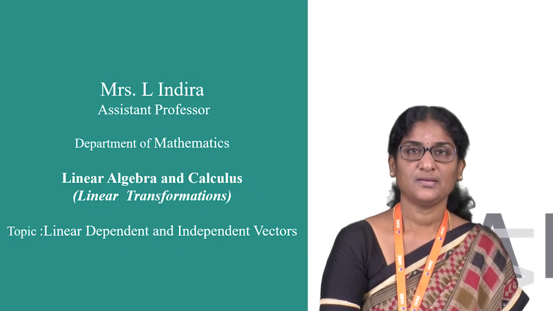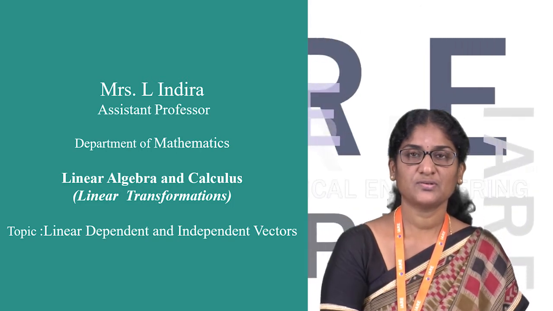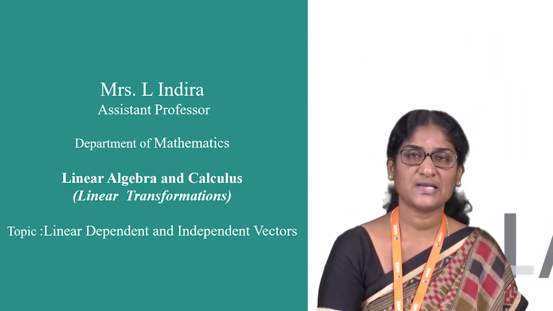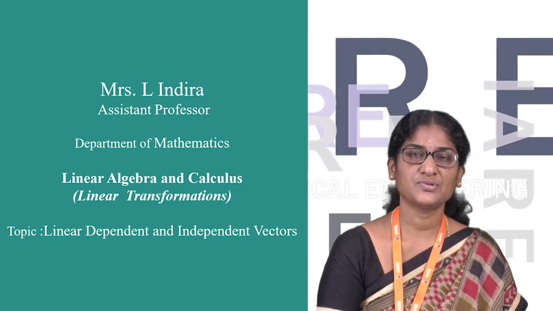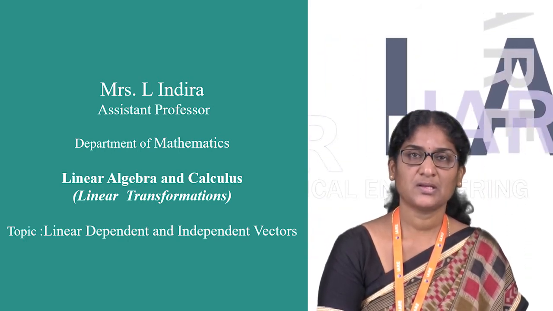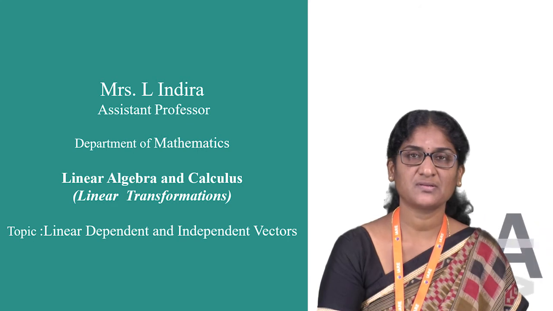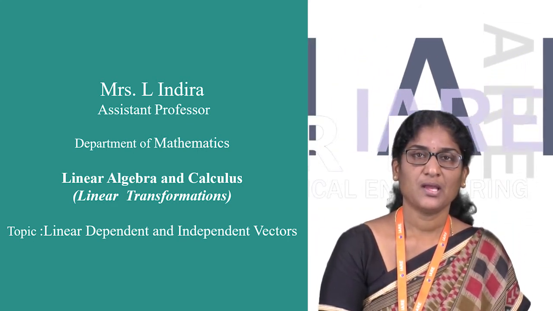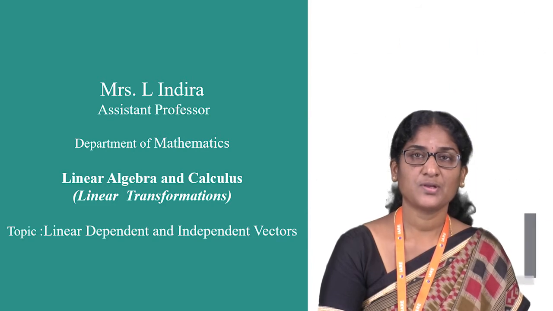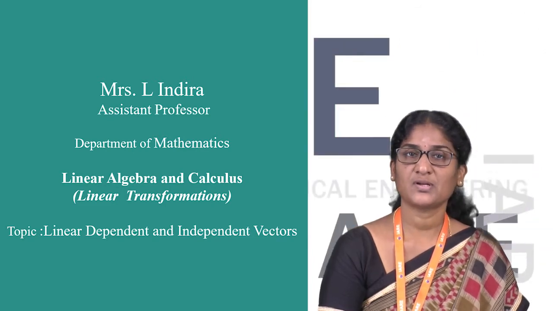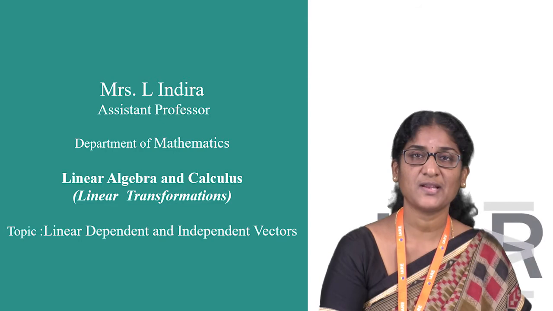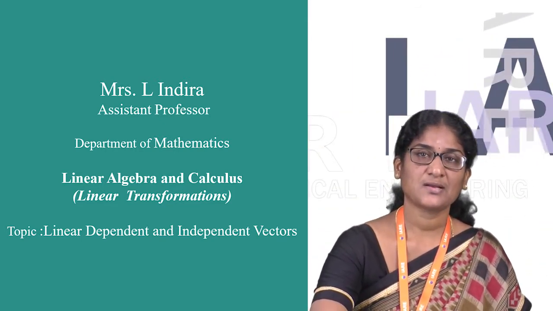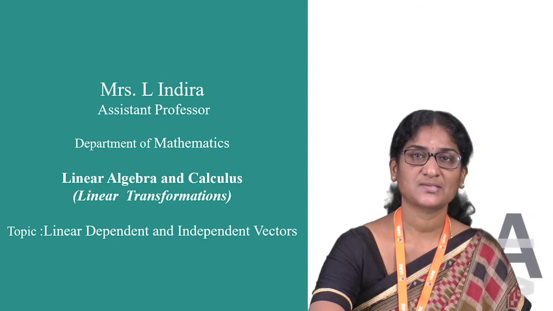Hi everybody. We have started the second module of theory of matrices, that is, linear transformations. In the last class, we saw how to use the Cayley-Hamilton theorem to find the negative or positive powers of the given matrices. Today we are going to see linearly dependent and independent vectors, which is very important for finding the diagonalization of a given matrix.